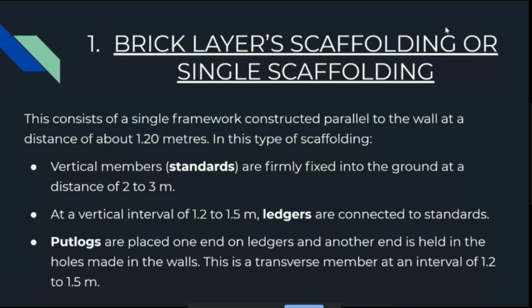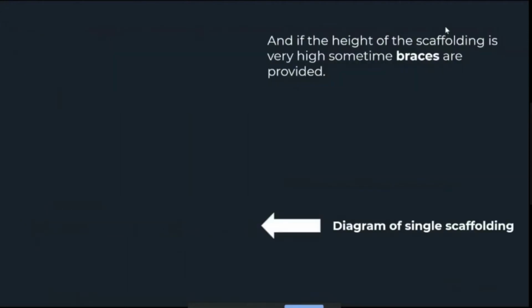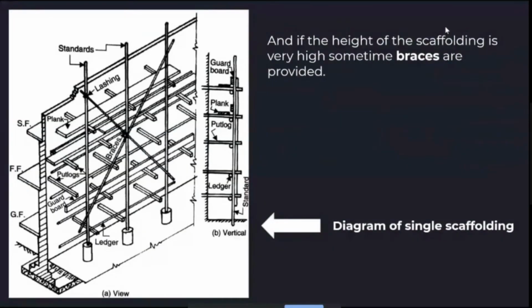These transverse members are placed at a distance of 1.2 to 1.5 meters. Rope lashing is commonly used to fasten the components. And if the height of the scaffolding is very high, sometimes the diagonal members, which are the braces, are provided to maintain the stability of the scaffold, and they are cross diagonally fitted with the standard.